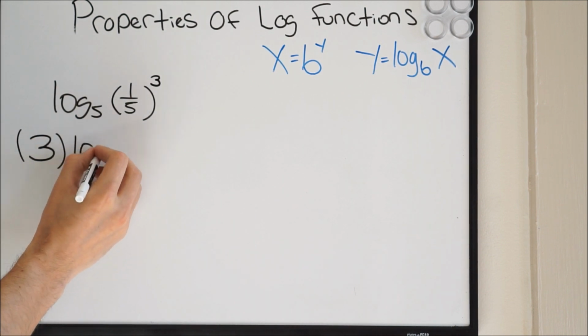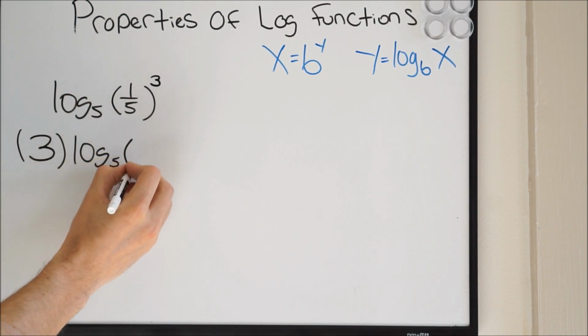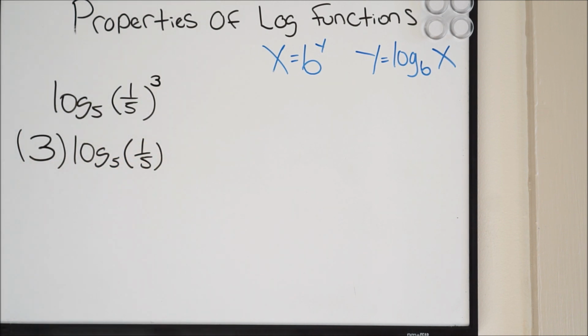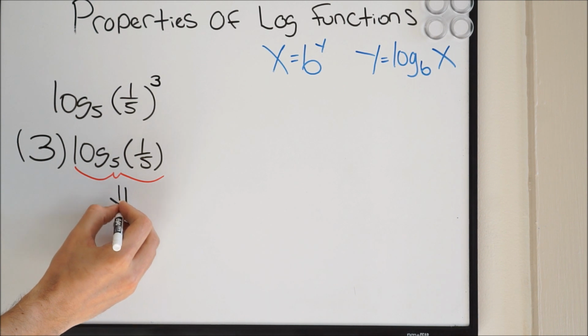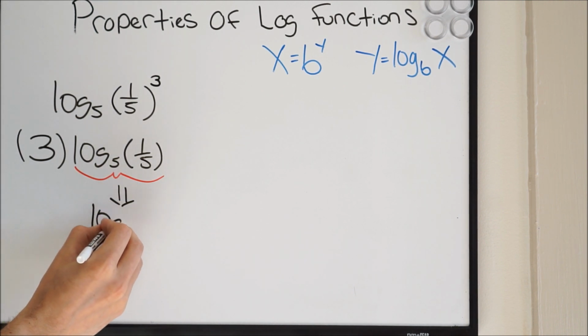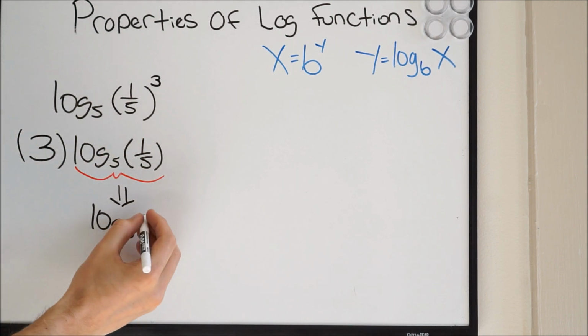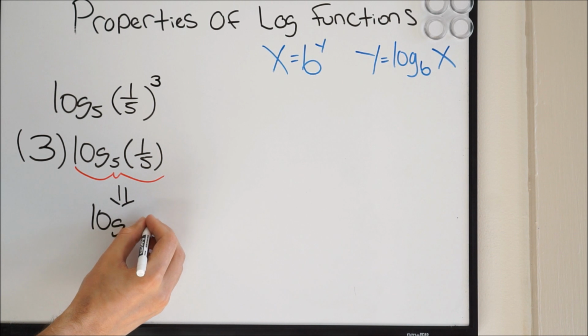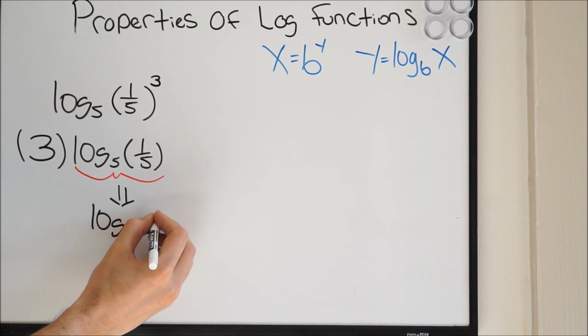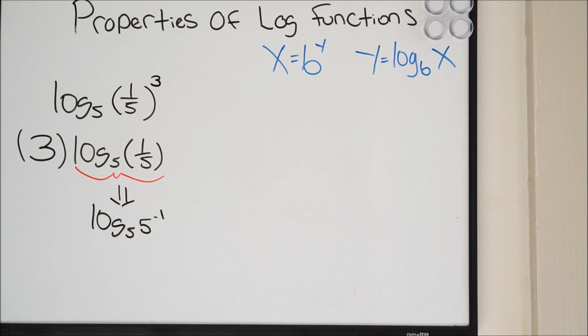And we'll have 3 times log base 5 of 1/5. Again, let's just evaluate our log function, so this part right here, and then we'll worry about this 3. So looking at this, I can rewrite this log as log base 5, and then I have 1 over 5. Well, I can rewrite that as 5 to the -1.